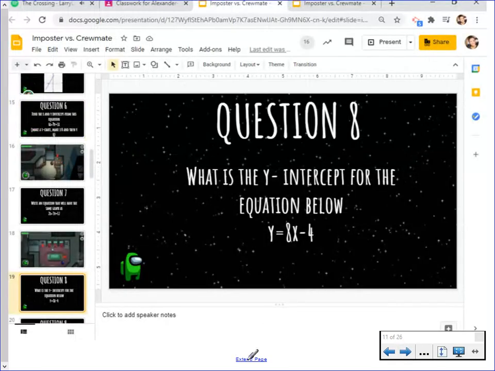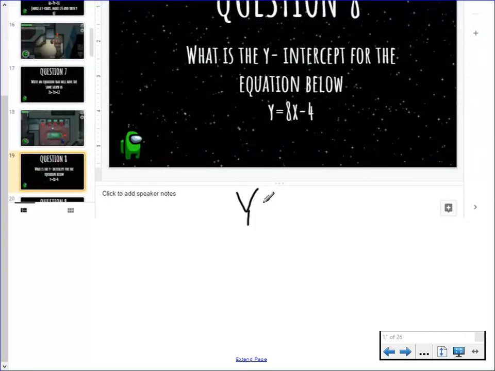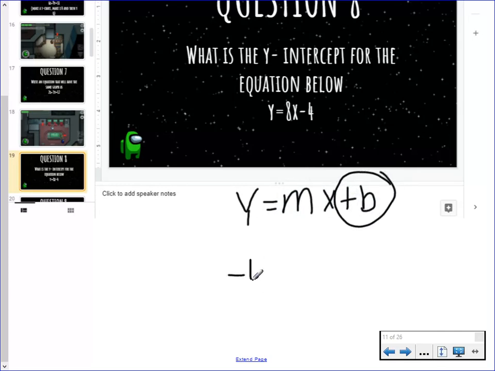Question 8. What is the y-intercept? That's just the letter B. So you're trying to figure out which number is in the same spot as this right here, and that would be -4. So number 8 is -4.